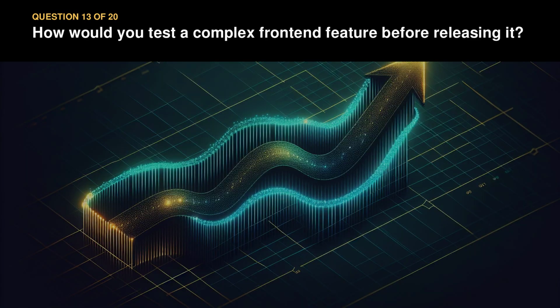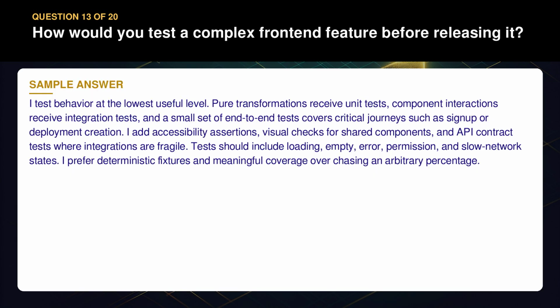Question 13. How would you test a complex front-end feature before releasing it? I test behavior at the lowest useful level. Pure transformations receive unit tests, component interactions receive integration tests, and a small set of end-to-end tests covers critical journeys such as sign-up or deployment creation. I add accessibility assertions, visual checks for shared components, and API contract tests where integrations are fragile.